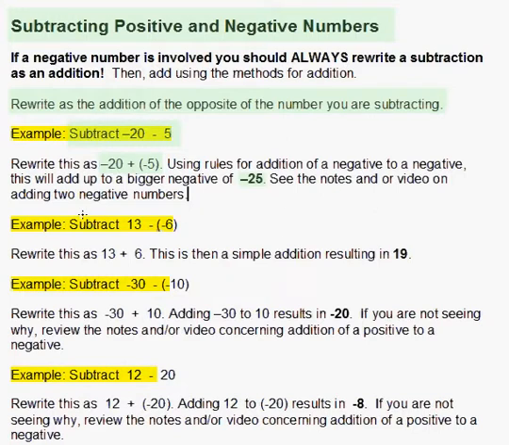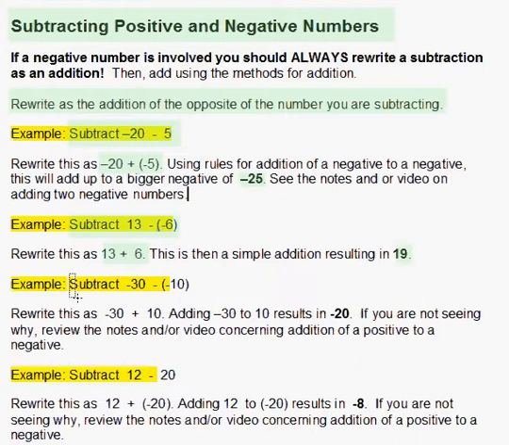In our next example, we subtract 13 minus a negative 6. Here we rewrite this as 13 plus the opposite of negative 6, which is positive 6. So we rewrite it as 13 plus 6. This ends up being just a regular old addition, giving us a result of 19.